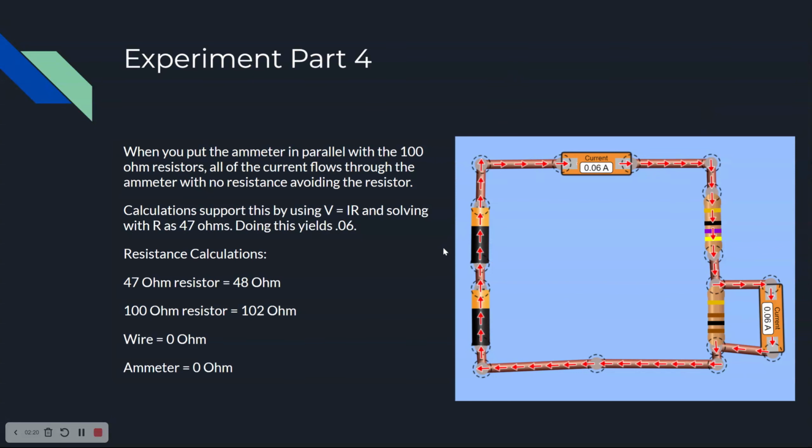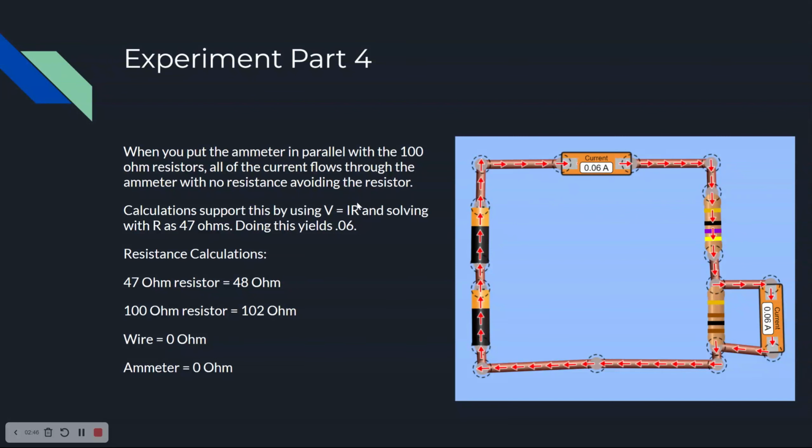And what we did here was take the same circuit and take one of the ammeters and put it branched off in parallel with one of the resistors. So when you put that ammeter in parallel, all the current flows through the ammeter that has no resistance and avoids the resistor. So calculating based on this, we do V equals IR again, with R only 47 ohms, and get 0.06 as our current. And this is the same as what is being read on the picture to the left.